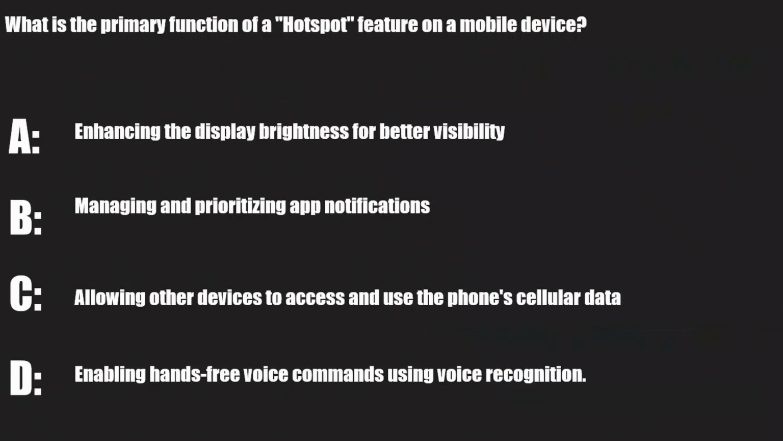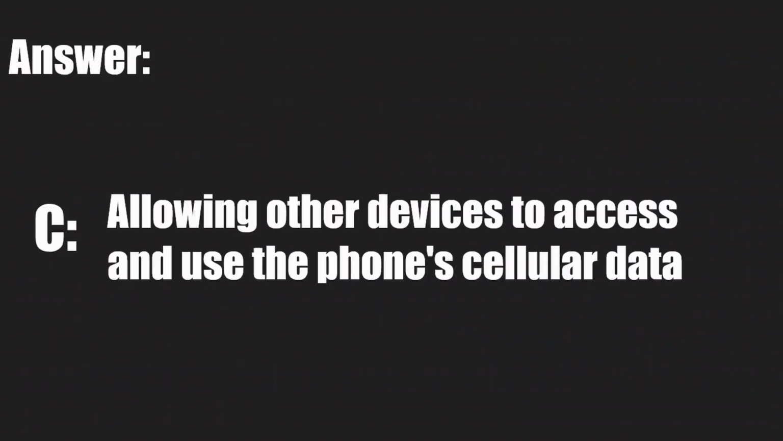What is the primary function of a hotspot feature on a mobile device? A, enhancing the display brightness for better visibility. B, managing and prioritizing app notifications. C, allowing other devices to access and use the phone's cellular data. Or D, enabling hands-free voice commands using voice recognition. And the answer is C, allowing other devices to access and use the phone's cellular data.